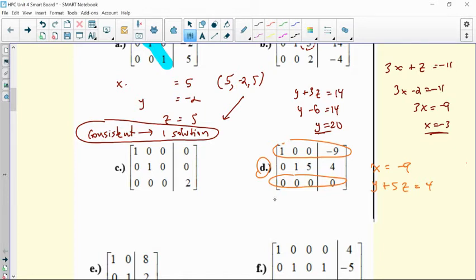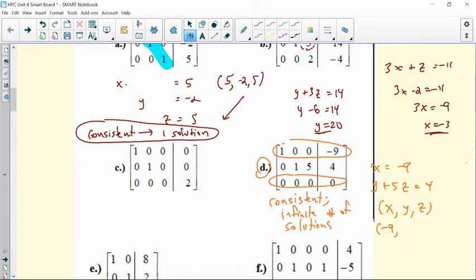So yes, it is consistent, and there's an infinite number of solutions because we had a row of zeros. And so what would those solutions look like? How would you describe all of them? Well, they have to be an ordered triple, like x, y, z. Well, we know x is going to be -9. Every solution, x must be -9.